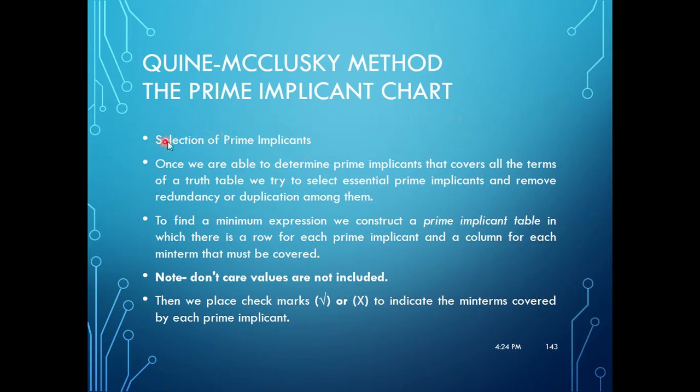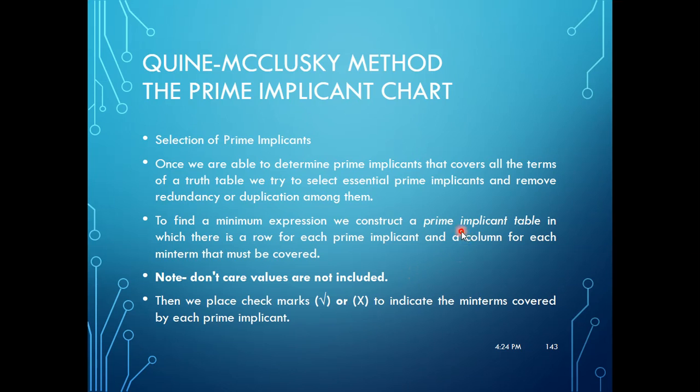Selection of prime implicants. So once we are able to determine the prime implicants that cover all the terms of the truth table, we try to select essential prime implicants and remove the redundancy or duplication among them. So to find the minimum expression, we construct the prime implicant table in the very next step, in which there is a row for each prime implicant and a column for each min term that must be covered. So note that don't care values are not included here. So we place check marks by tick or X marks to indicate the min terms covered by each prime implicant. So next stage what we have to do is we have to select some of the prime implicants.